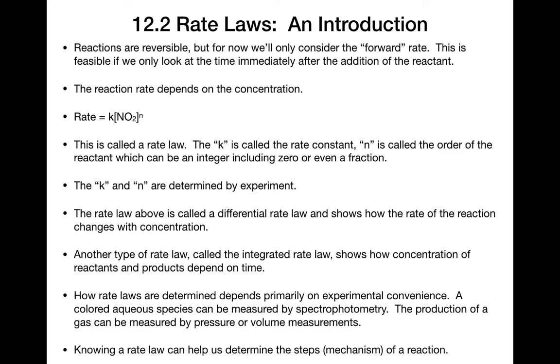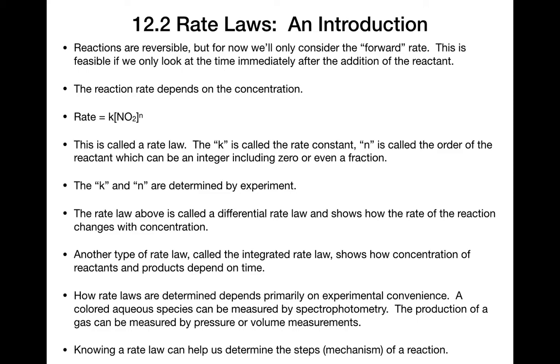The rate constant generally determines whether a reaction is slow or fast. If k is a small number, the rate will be slow. If k is a large number, the rate will be fast. k is called the rate constant, and n is the rate order, and these two are going to be determined by experiment. So generally, we do not calculate k and n except from experimental data.